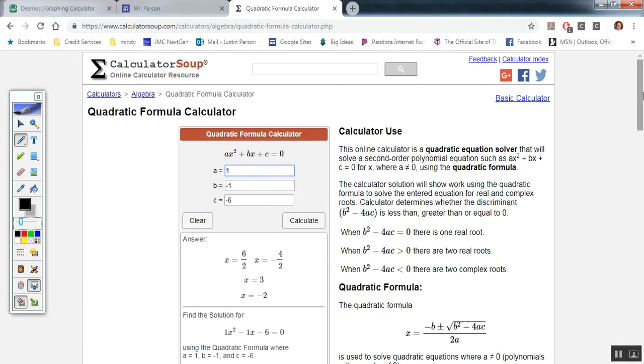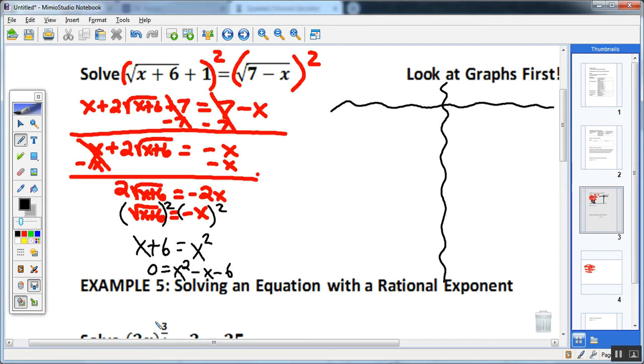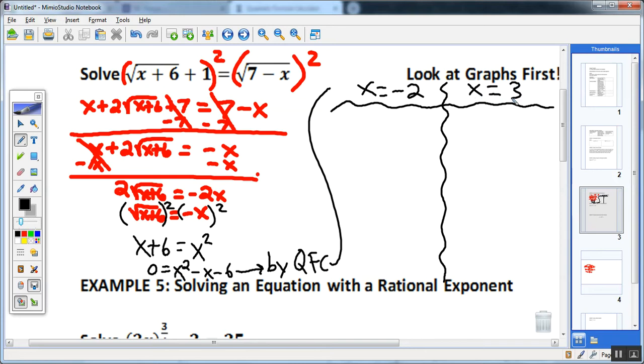Okay, so it looks like the x value is found by a quadratic formula calculator, so I'm going to go in here and use the quadratic formula calculator. x equaled negative 2, x equaled 3. So let's talk about this, kids.